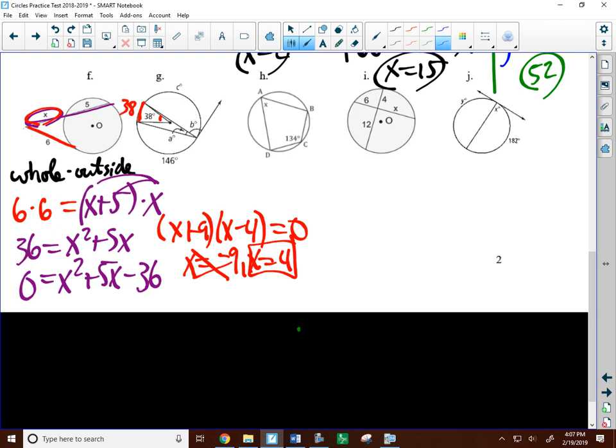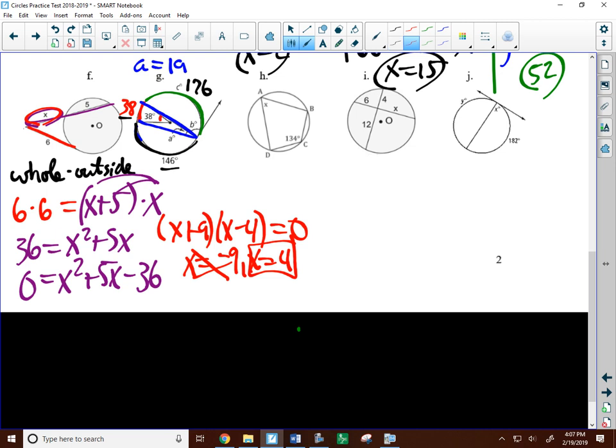Okay, but then we want A. Well, A is inscribed for the 38. So A is going to be half that. It's 19. We can get C now. Notice that C with the 38 and this arc is a whole circle. So to get C, I'm subtracting 146 and 38 from 360. I get 176.